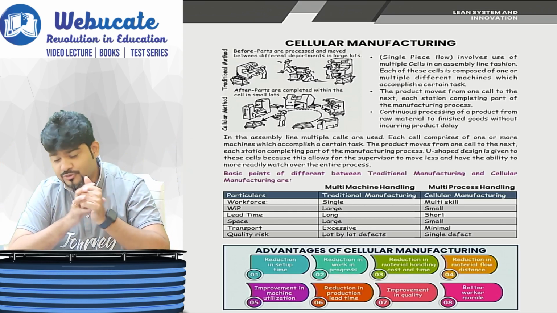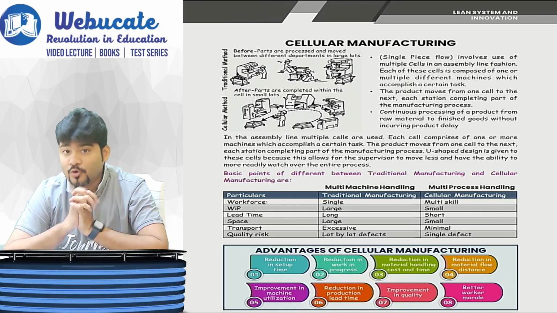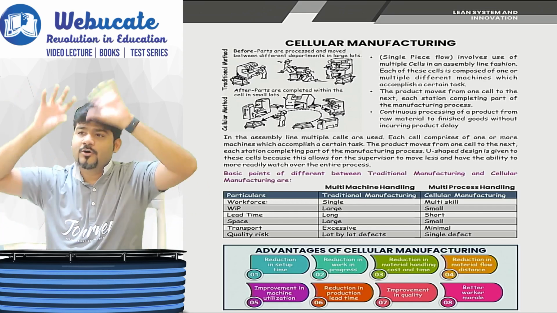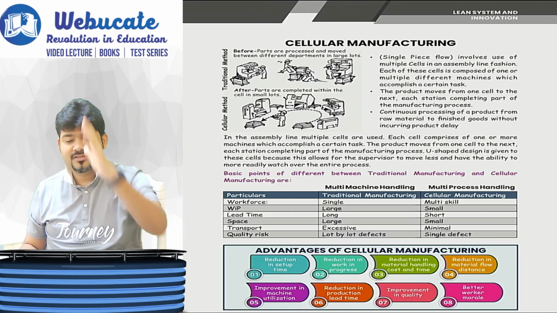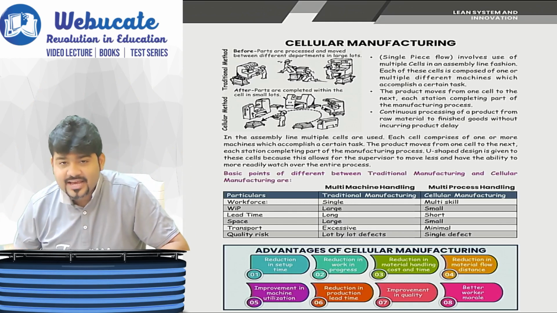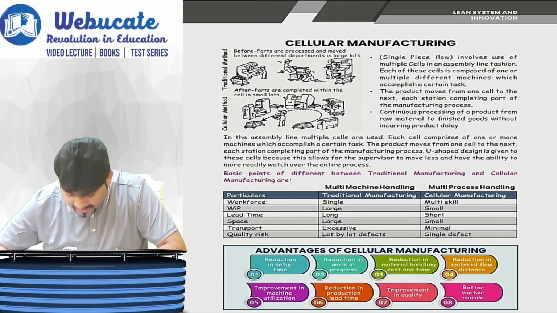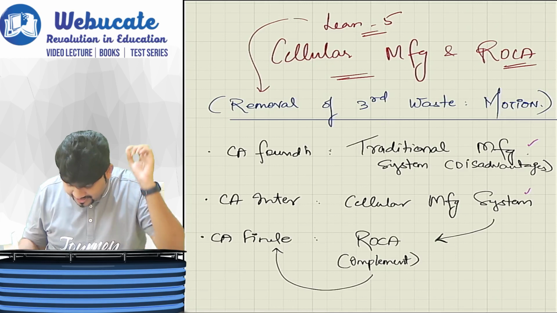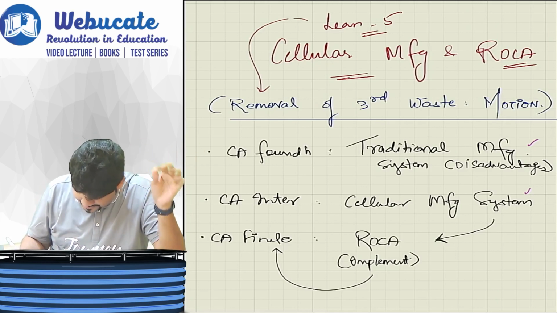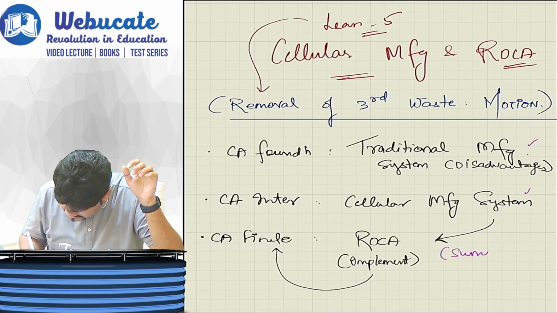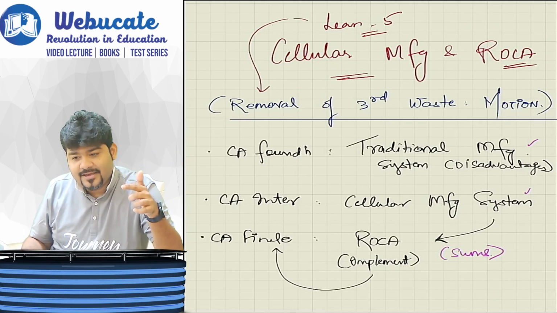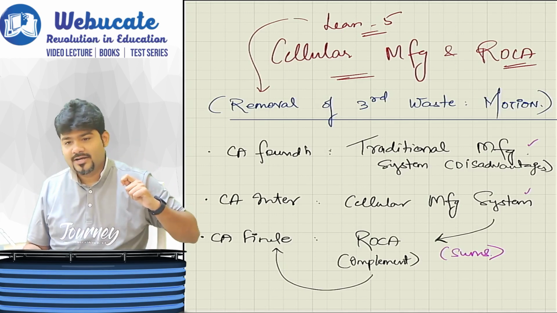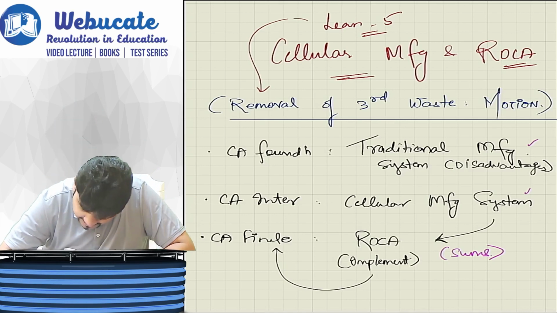Now we are going to start directly with a sum relating to ROCA, and once we are done with that, we will realize how the whole cluster works, and then we will do the theory related to cellular manufacturing and ROCA. So I hope the system is very much clear now. We started with the foundation, which is traditional manufacturing, then the cellular manufacturing system, then ROCA, ROCA sums, and then finally we will do the theory of cellular manufacturing and ROCA.